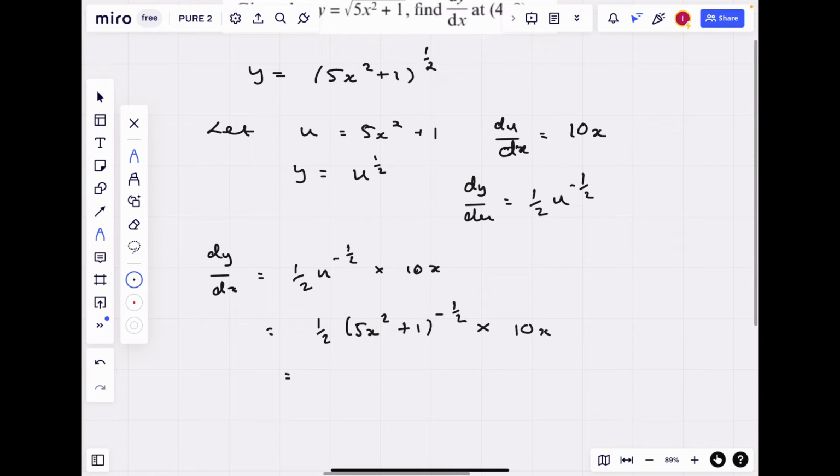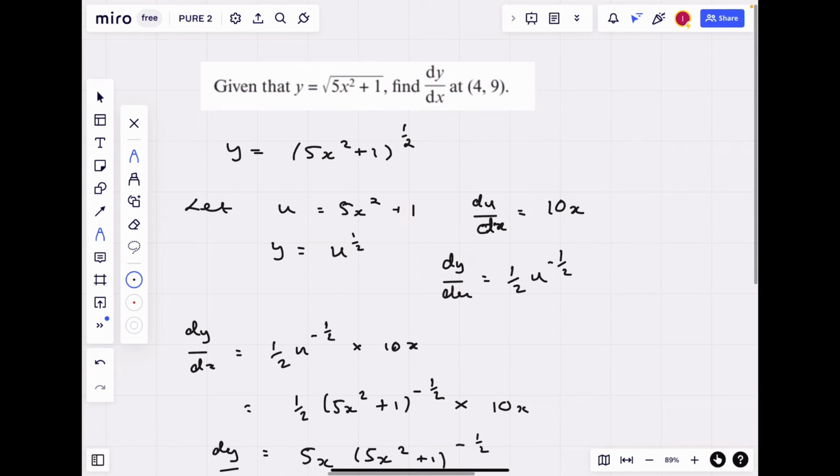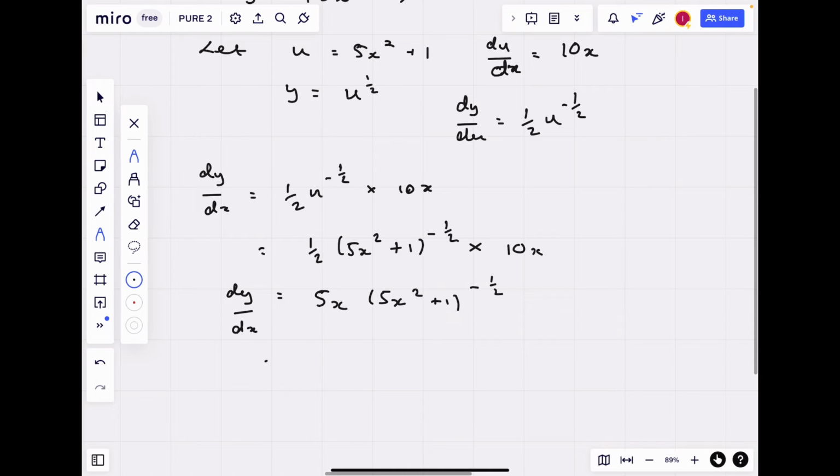A half times 10x is just 5x. 5x times 5x squared plus 1, all to the power of minus a half. That's your dy by dx. The question says, find dy by dx at 4, 9. So you're going to sub in x equals 9. Sorry, x equals 4. Your y equals 9. X equals 4. You're going to plug it into that. And when you do, dy by dx equals 20 over 9.